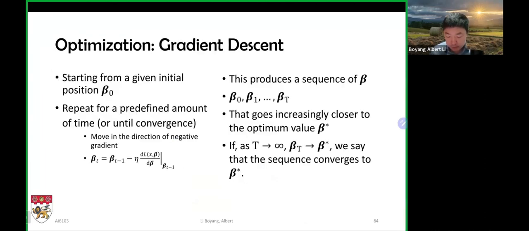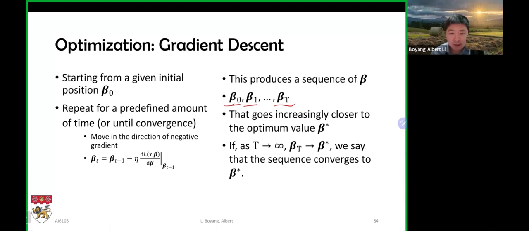Okay, so I'm going to do this over and over again. Every time I move to a new point, I will evaluate the derivative at that point, and I will subtract a small portion of the gradient from my current model parameter beta. And this will produce a sequence of beta going from the initial position to the next one to the next one. And after t iterations, I get to beta t, right?